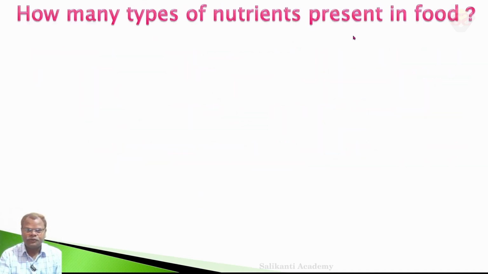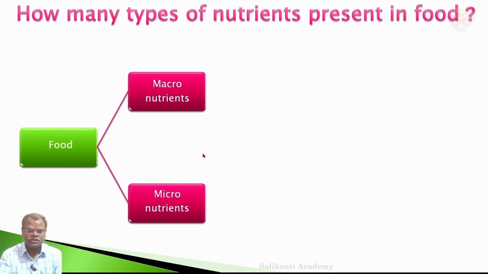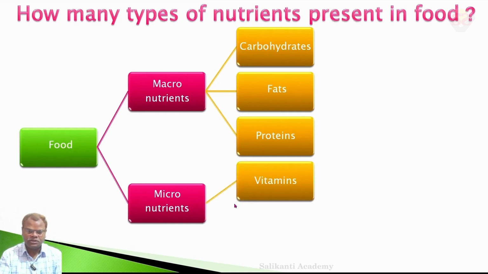How many types of nutrients are present in food? There are two types of nutrients present in food. One is macronutrients, the second is micronutrients. In macronutrients, there are three major nutrients: one, carbohydrates; second, fats; third, proteins. In micronutrients, there are two types: one, vitamins; second, minerals and salts.